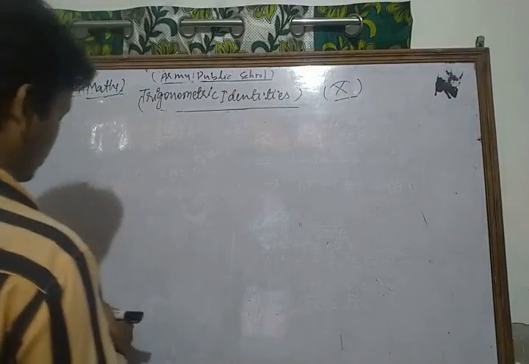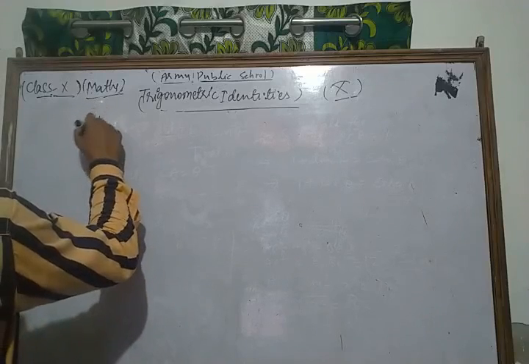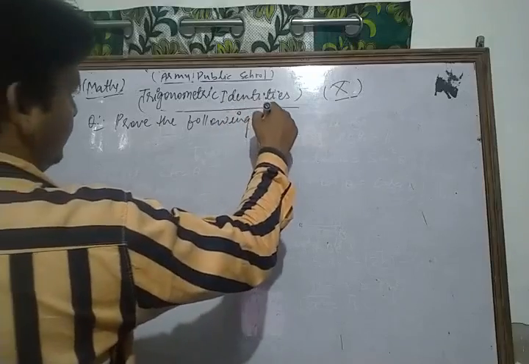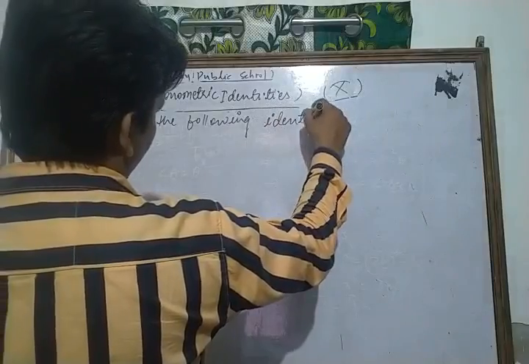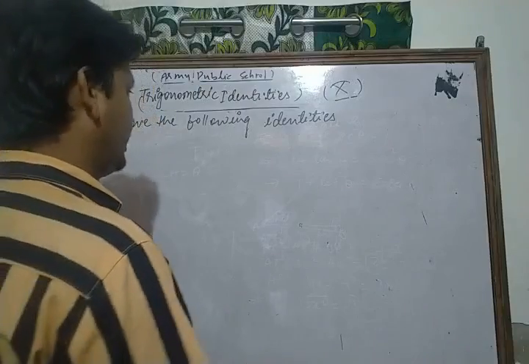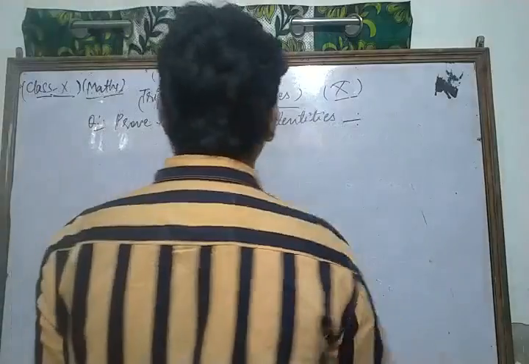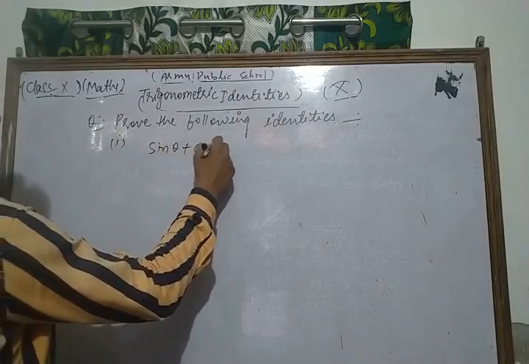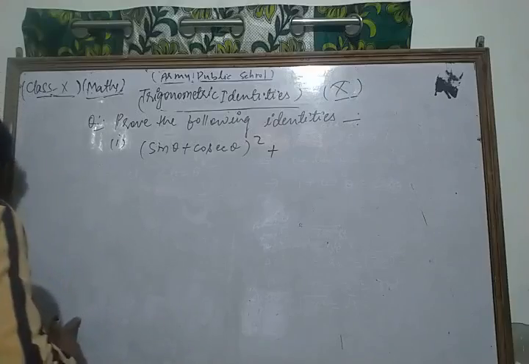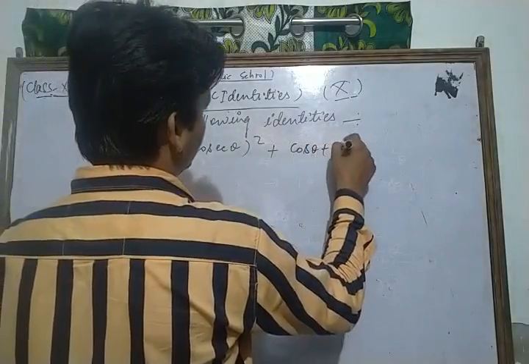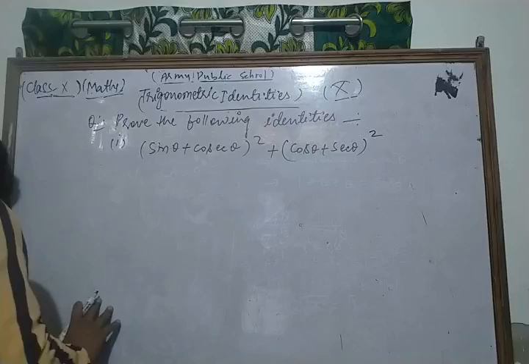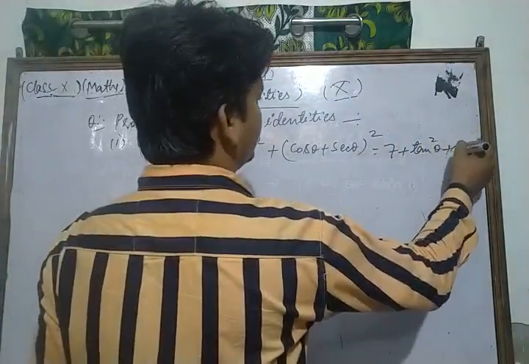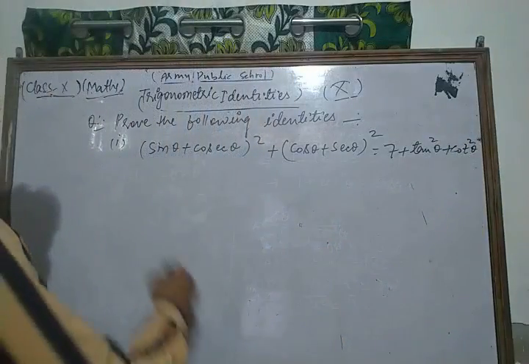Prove the following identities. The first part of this question is: (sin theta plus cosec theta) whole square plus (cos theta plus sec theta) whole square is equal to 7 plus tan square theta plus cot square theta.